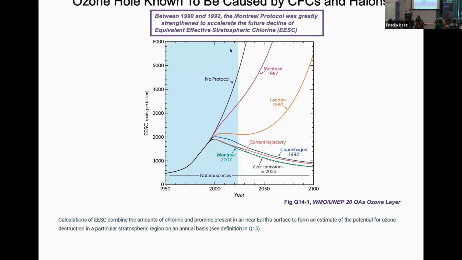EESC, a quantity that Megan and I talk about a lot. It stands for equivalent effective stratospheric chlorine, EESC. It's a way to combine chlorine and bromine, put it into a single number. Without the protocol, we'd have kept rising. The initial Montreal Protocol was pretty tepid in slowing it down. It was brilliant by having a way to keep meeting, and as the science advanced, keep ratcheting it down.